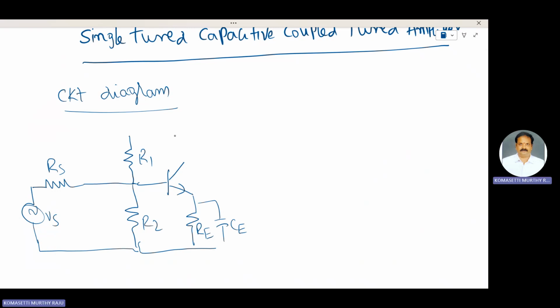Here the load resistance is replaced with the tuned circuit, which consists of L and C elements. C, L, R connected here. Plus VCC.